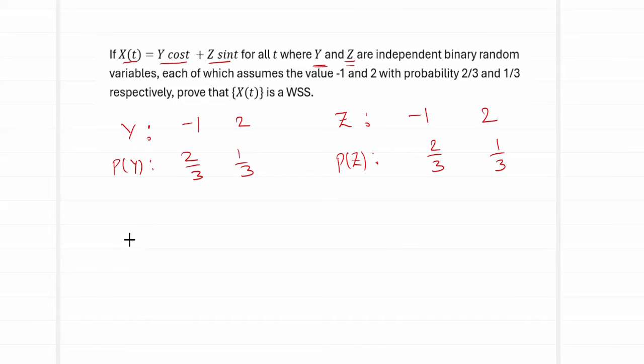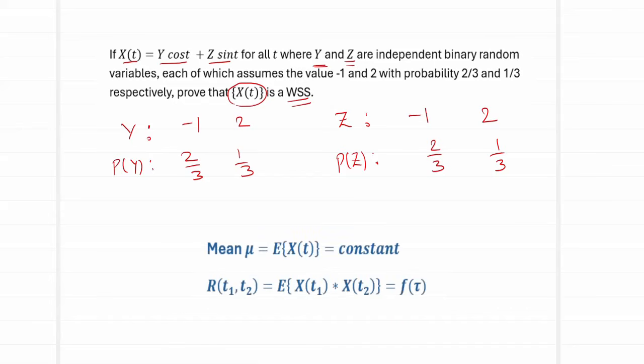Now what is the thing which we need to prove? We need to show that X(t) is going to be a WSS. So we will quickly recall what is meant by a WSS, that is, wide sense stationary process. What are the two criteria to be satisfied by a WSS process? The first condition is that your mean has to be a constant. So condition number 1: I have to prove that E[X(t)], the mean of the random process, is going to be constant.